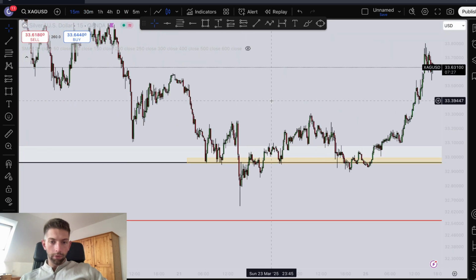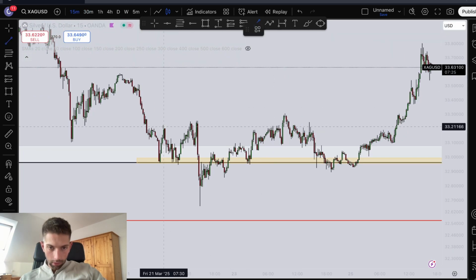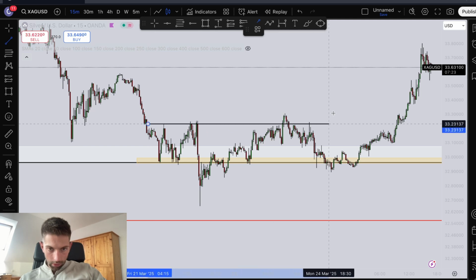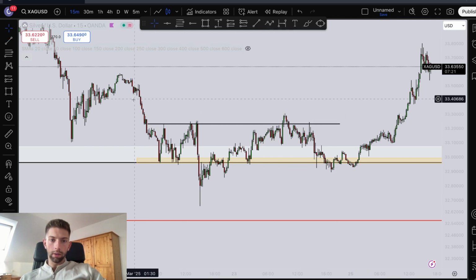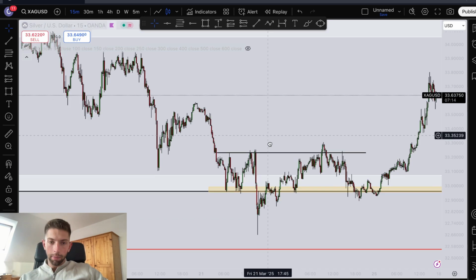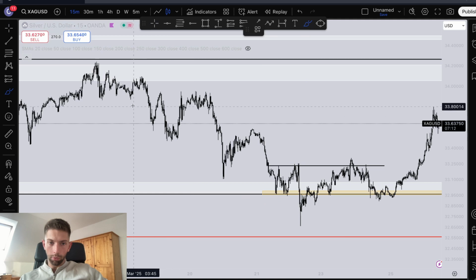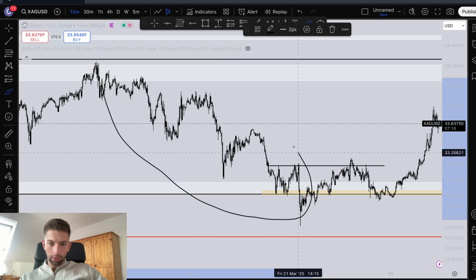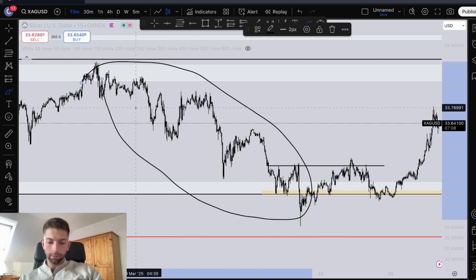I dropped down to M15, and what I noticed, this was a previous lower high point in this M15 bearish trend. And in terms of this, all of this was a pullback on the daily.